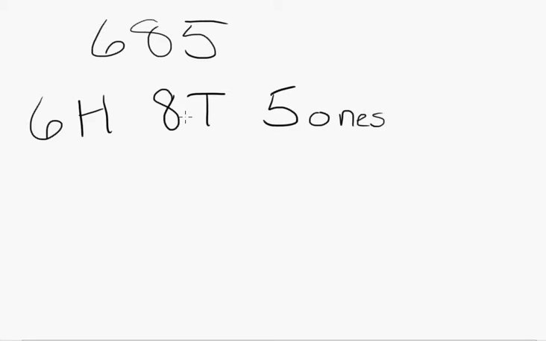Well, anytime we borrow from a neighbor, we're always going to add 10, because there are 10 tens in 100, there are 10 ones in 10, so anytime we borrow, it's going to add 10 to the next number. So if we're going to borrow from the 100, the 6 would become a 5. So we have 5 hundreds. Then we're going to add 10 to the 8, so it will become 18 tens, and then still 5 ones.